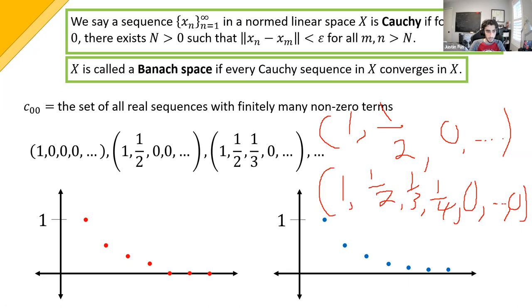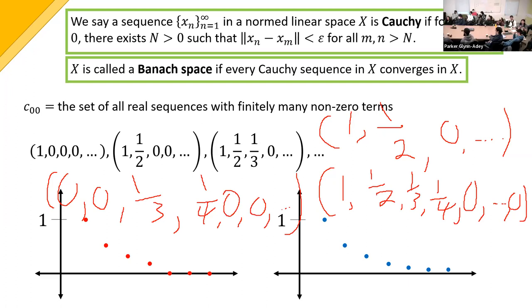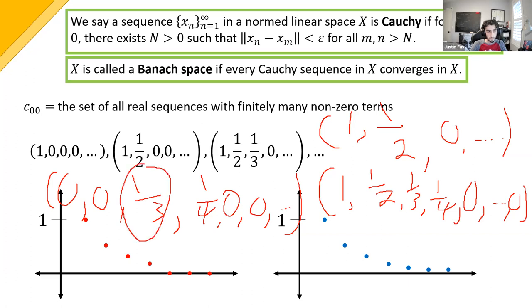If we subtract these two numbers, we get 0, 0, and then 1/3. If we do this bottom one minus the top one, 1/4, and then 0, 0, and so on. Right? So this number here, if we take its supernorm, we get exactly 1/3, because that's the furthest distance this sequence is from all zeros. And we could do this for any n we choose. We didn't have to stop this at the 1/2 term here.